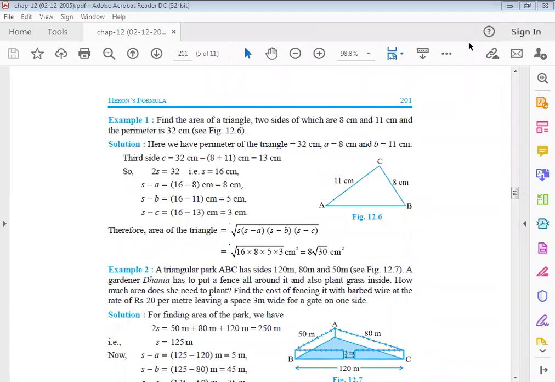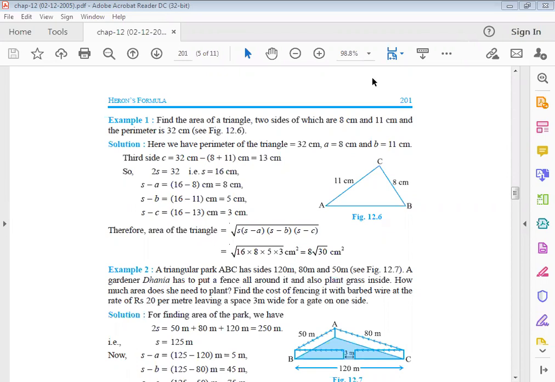As we discussed yesterday, how we find out the area of a triangle when height is not given and we have all three sides, then by using Heron's formula, how we find out the area of triangles. Right? Now look at the screen. Today we will discuss examples given in the NCERT book before exercise 12.1.